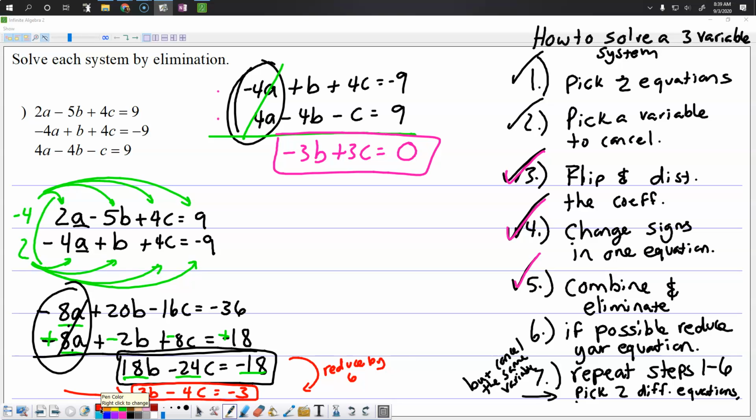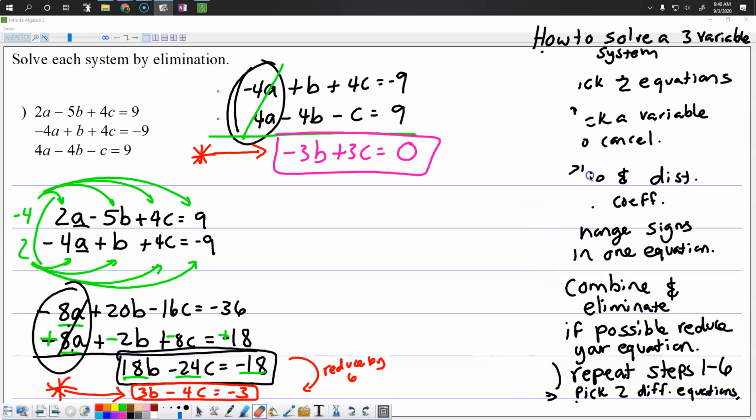So I have now created another equation with a b and a c in it. So I have two equations with a b and a c in it. I've got this one down here, 3b minus 4c equals negative 3. And then I have this one here, which is negative 3b plus 3c equals 0. Okay? Now, I have to erase my steps on the right, so if you need them, you might want to take a picture or something, but I need space.